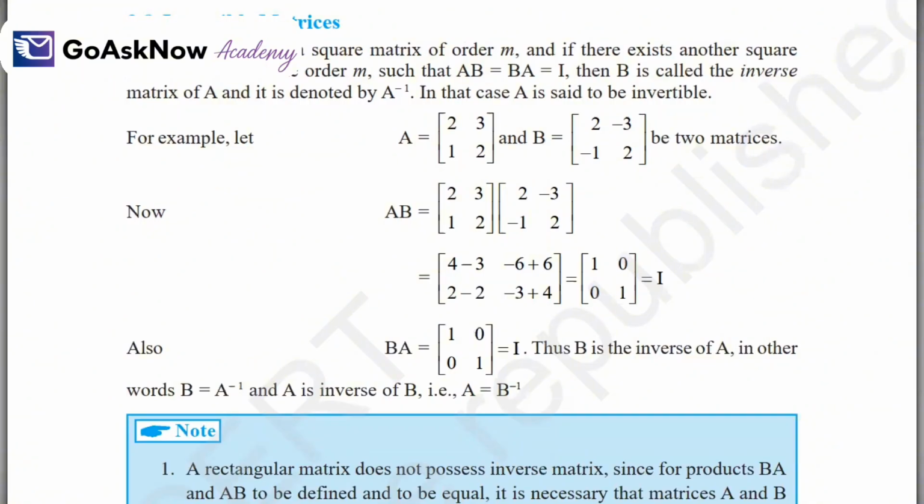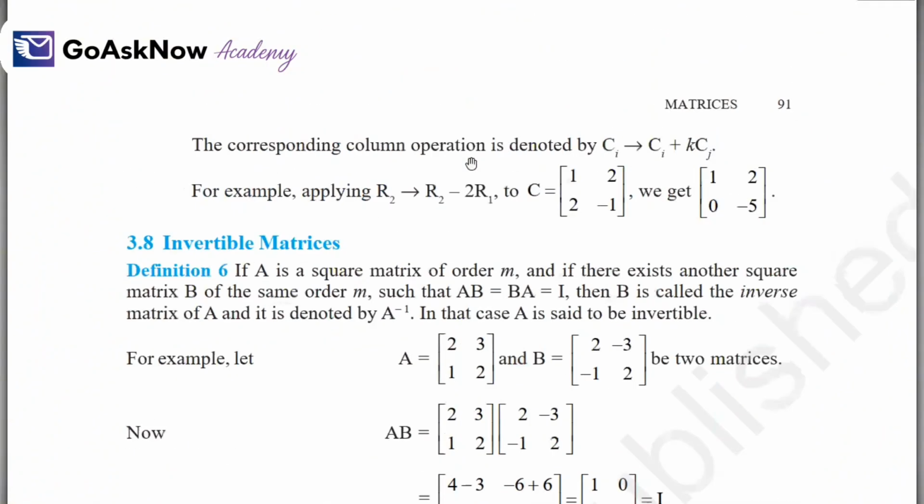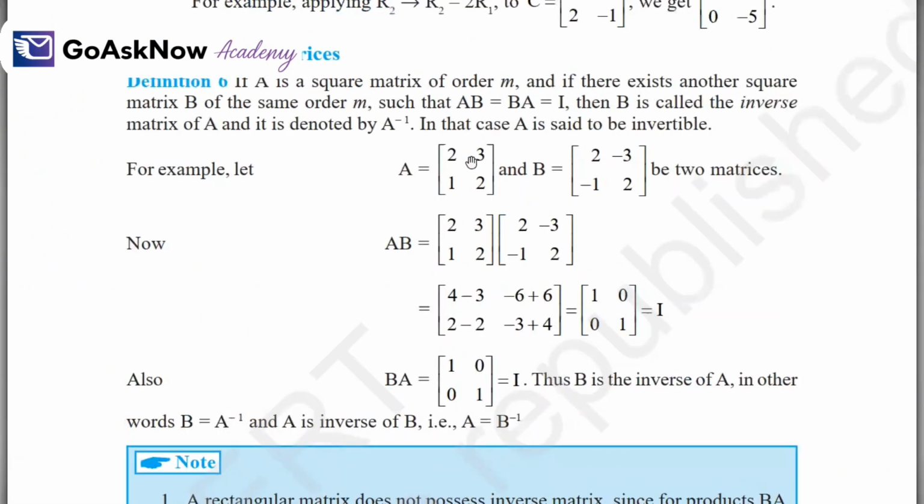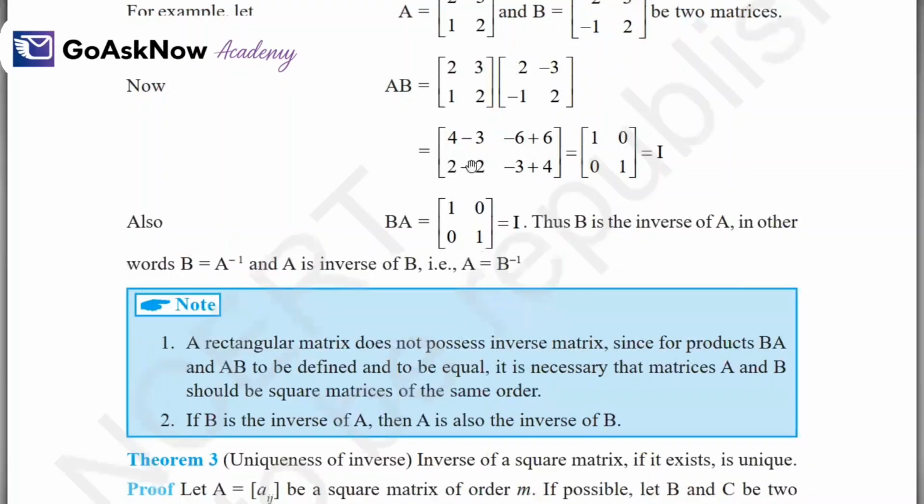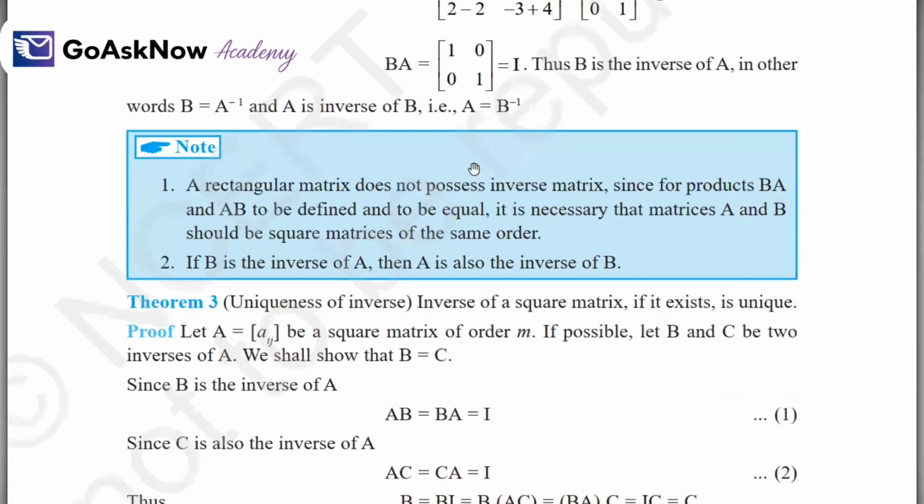Okay, so here AB is coming out to be [1, 0; 0, 1], and you will find that BA is also coming out equal to [1, 0; 0, 1]. That is equal to the identity matrix only. Thus B is the inverse of A. In other words, B = A inverse and A is the inverse of B, that is A = B inverse. I hope you got this type of question, how we can find out whether the given matrix is invertible or not. Okay. There are some points in the notes, that a rectangular matrix does not possess an inverse matrix.